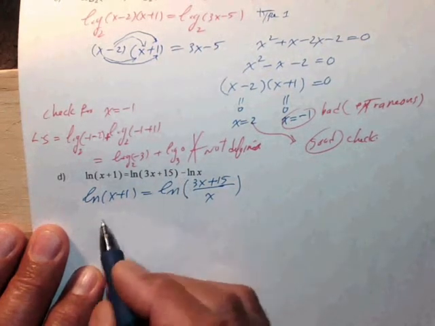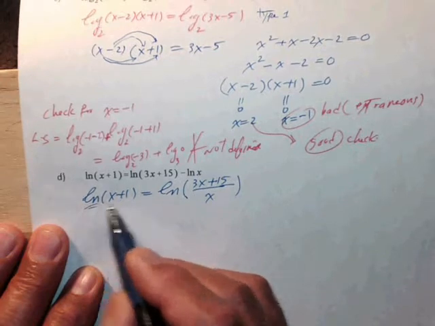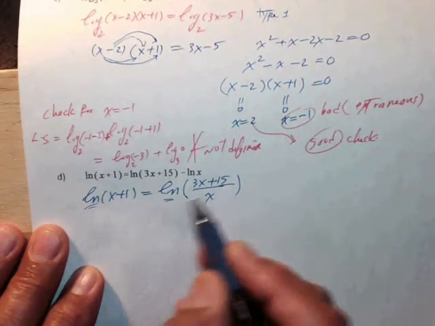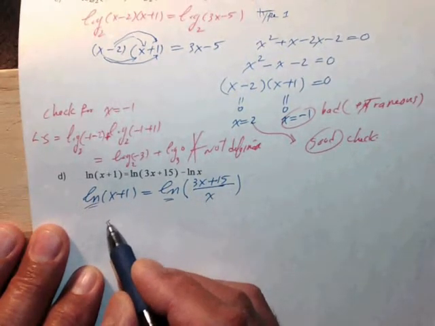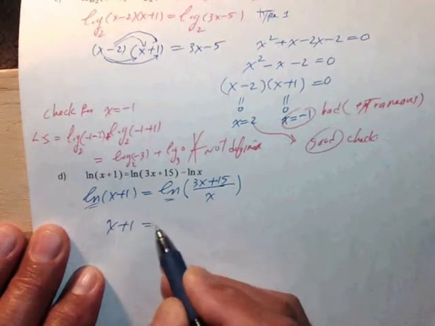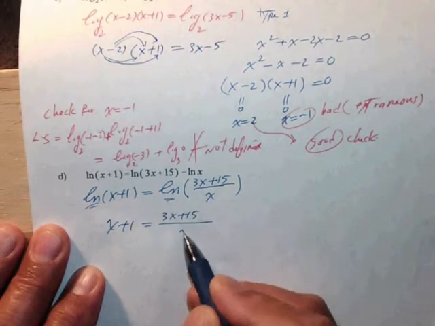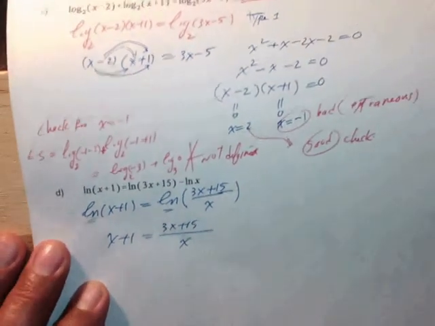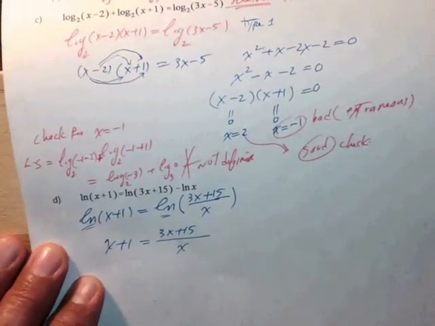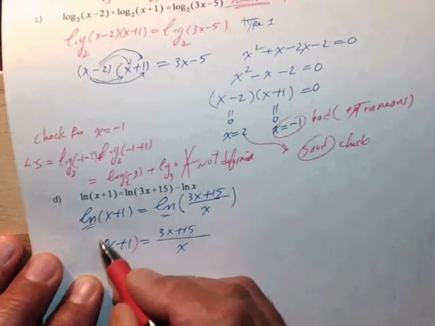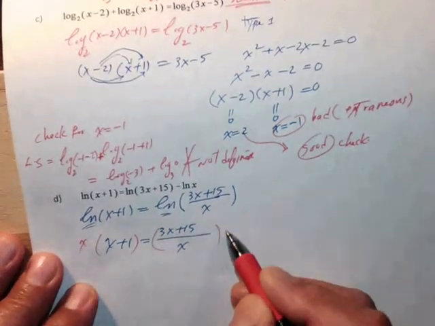Now you have one log on the left side, one log on the right side, so you put the arguments equal. So x plus 1 is equal to 3x plus 15 over x. Now to solve this, you multiply both sides by x.